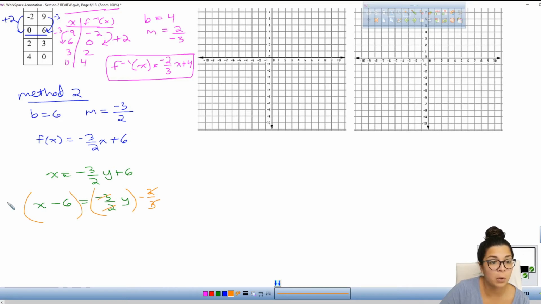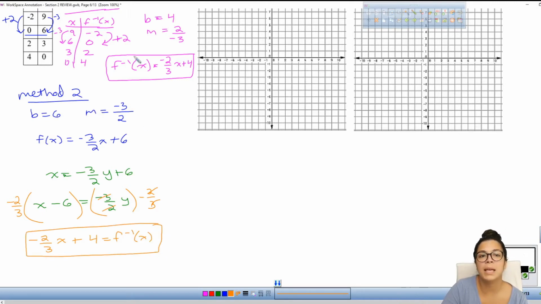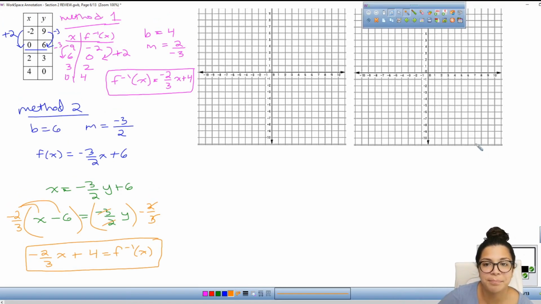Now, of course, I do need to multiply every single term. So I end up with -2/3 x, and then -2 times -6 would be +12. 12 divided by 3 would be +4. And that is what y equals, which is the inverse of f. You can see that we end up with the same answer either way that we do it. Do not forget to distribute and multiply every single term. When you multiply both sides, if you're dividing, same thing, you have to divide every single term. All right, let's move on.